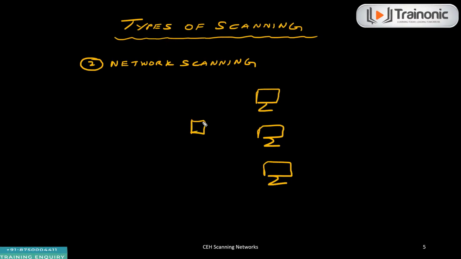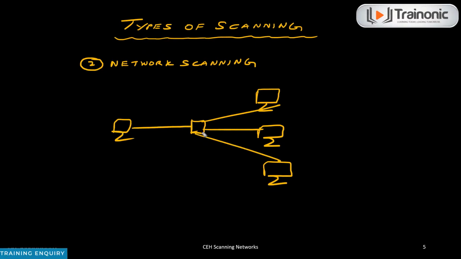Now, the second type of scanning is known as network scanning. In this type of scan, it will list the active hosts and IP addresses in the network. You have the attacker machine connected to the centralized switch, and all of the machines are also connected to that switch. Network scanning is a procedure to identify active hosts on a network, either to attack them or to assess the security of the network.